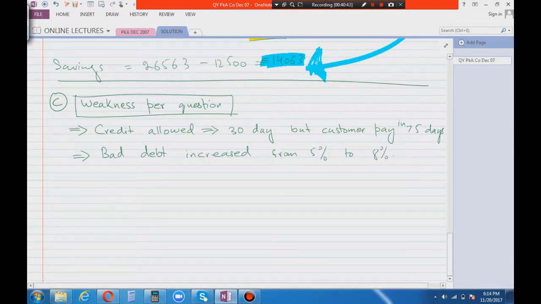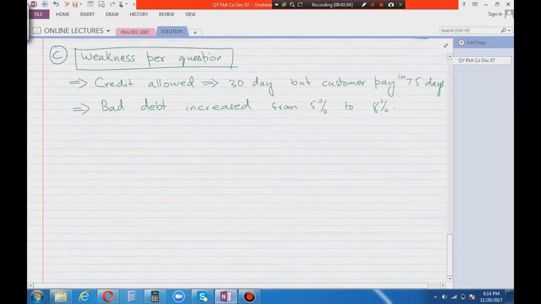Well, I'm using bullet points, but obviously you are not going to do this in the exam. You have to explain it properly to the examiner that the company has allowed 30 days credit, but the customers pay in 75 days. And also the bad debt has increased from 5% to 8%, and these are your observations. And then your suggestions. What could be the suggestion? Well, to encourage the customer to pay early, because they are paying late, they are paying after 75 days, maybe we can offer early payment discount.